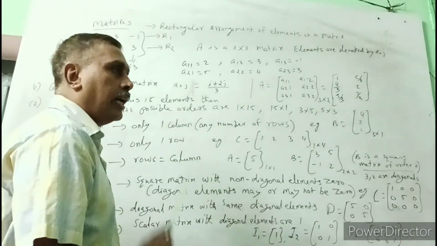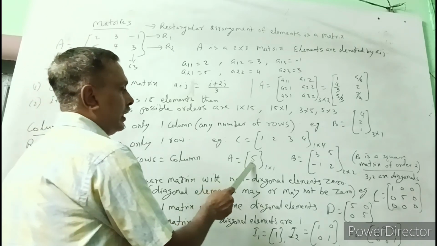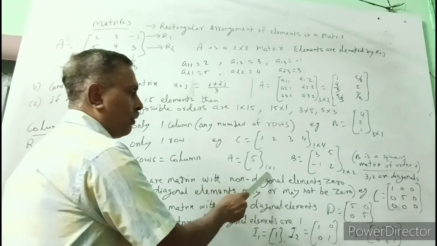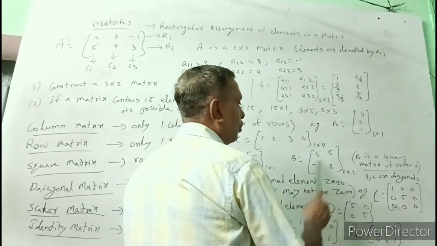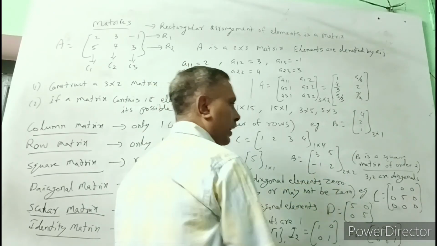How many rows are there? That many columns are also present. You see, A is equal to 5: one row, one column, a 1 by 1 matrix. B is equal to [3, 5; -1, 2]: 2 rows and 2 columns, a 2 by 2 matrix.